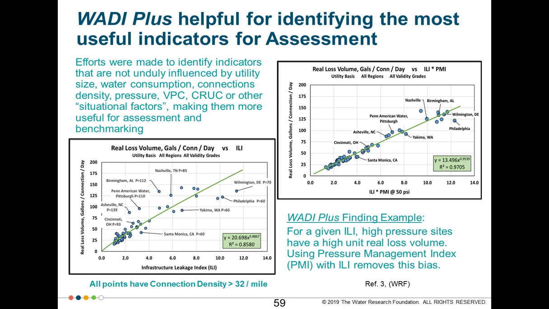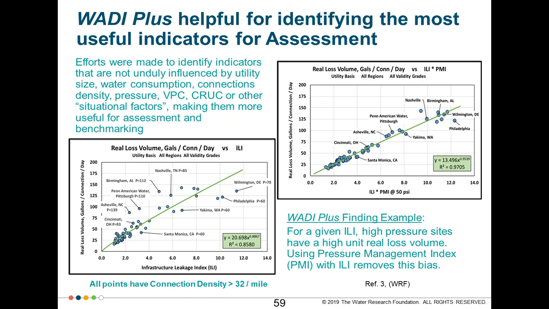Okay, we also looked at indicators that would work well or maybe not work so well for use in benchmarking and assessment. And there's a lot in the report in one of the annexes about this, but we're trying to find or single out indicators that aren't influenced by situational parameters very much, so they could be useful in comparing between utilities or over time.